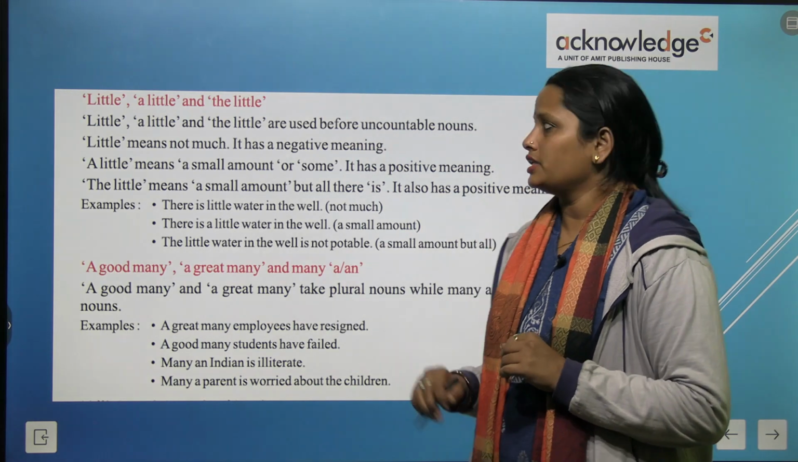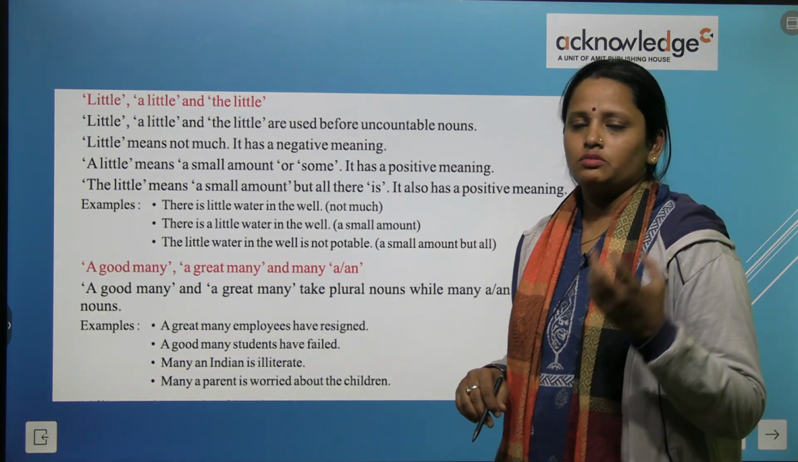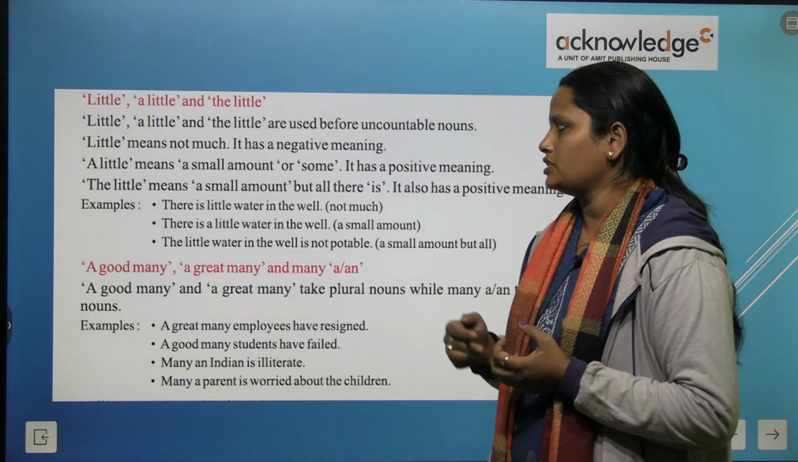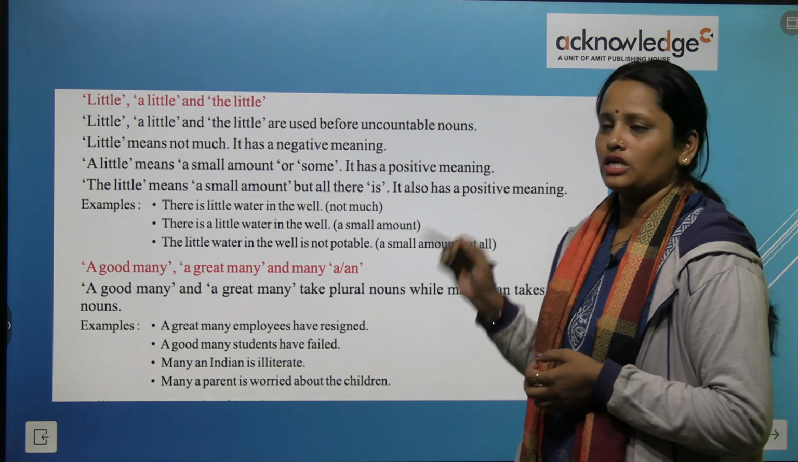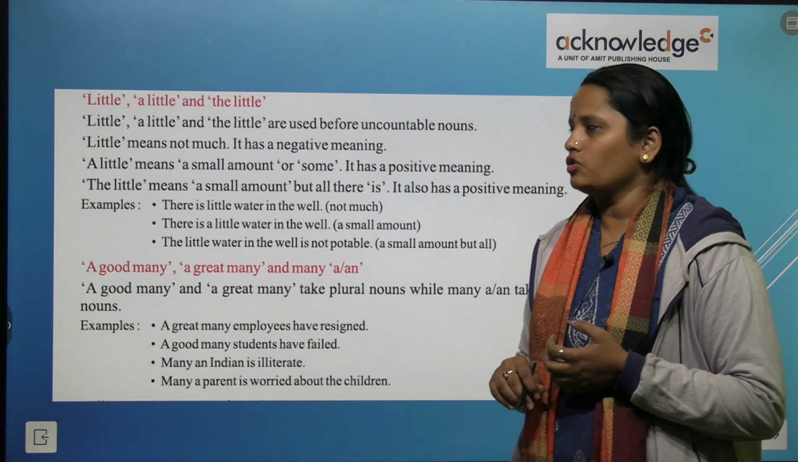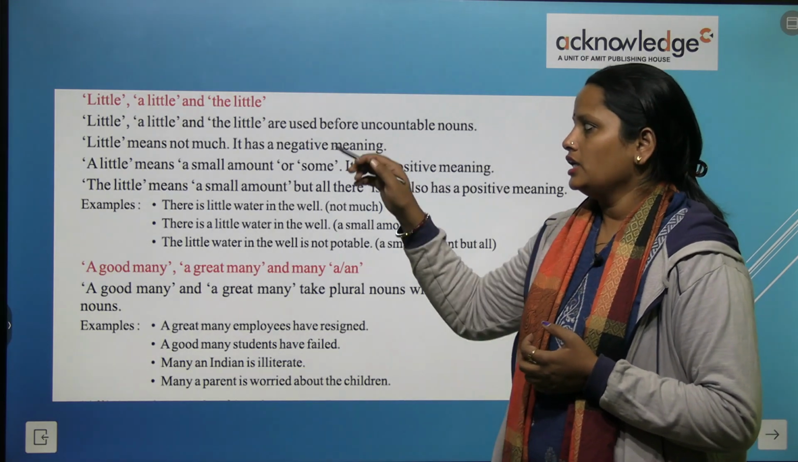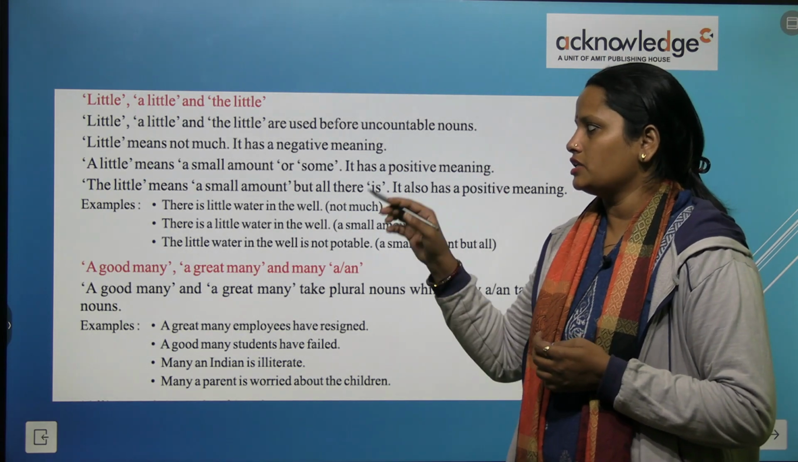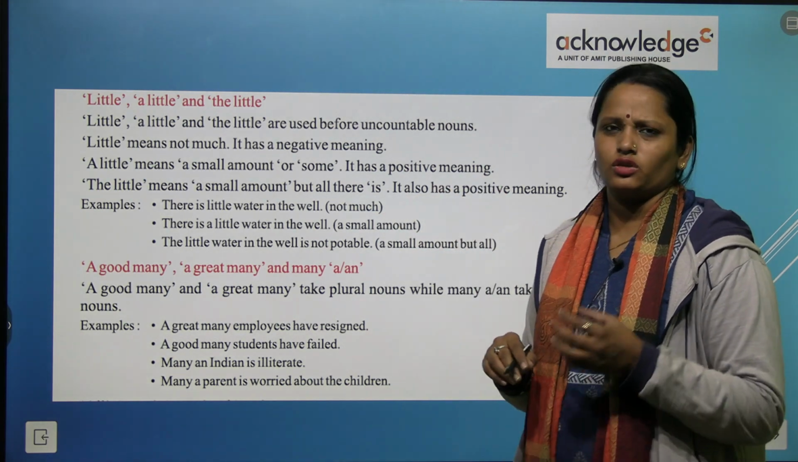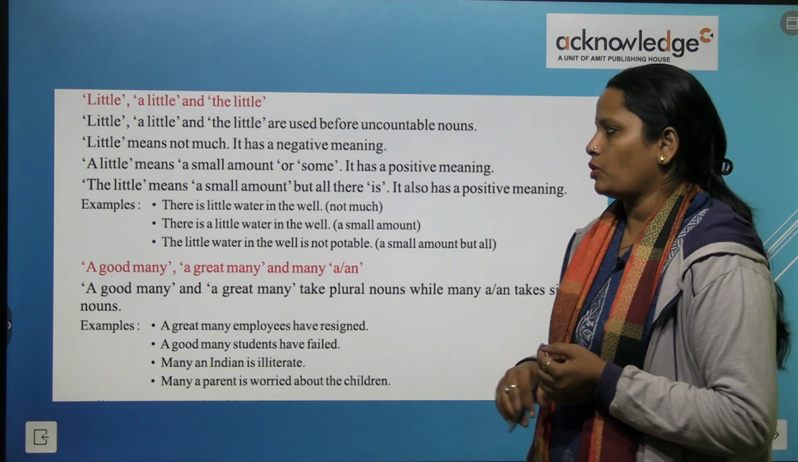Now little, a little and the little. जैसे अभी हमने few पढ़ा वैसे ही these three are here. Little, a little and the little are used before uncountable nouns. ये भी uncountable noun से पहले लगाए जाते हैं. Little means not much. It has a negative meaning. A little means a small amount or something, थोड़ा सा. And it has a positive meaning.